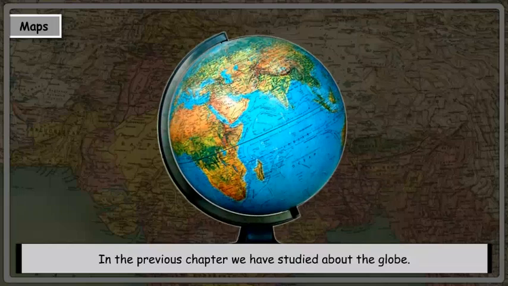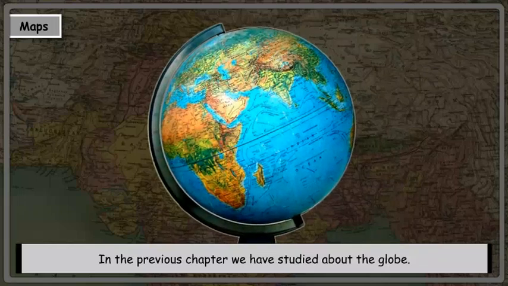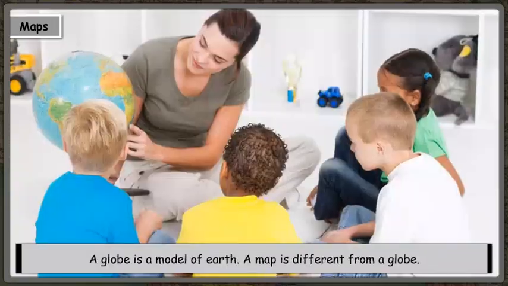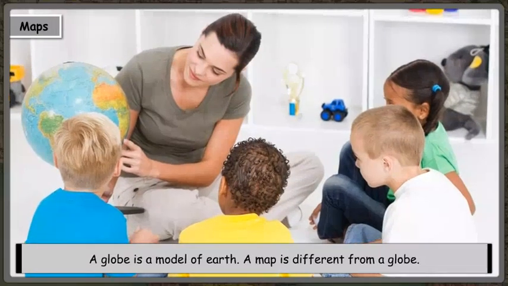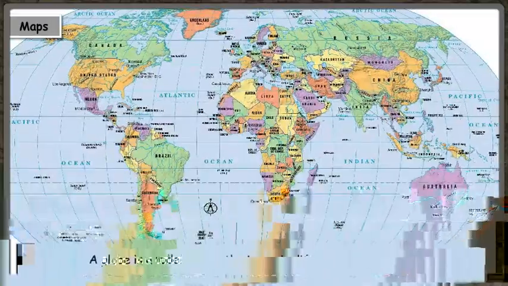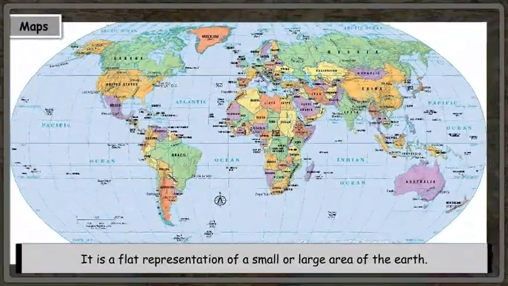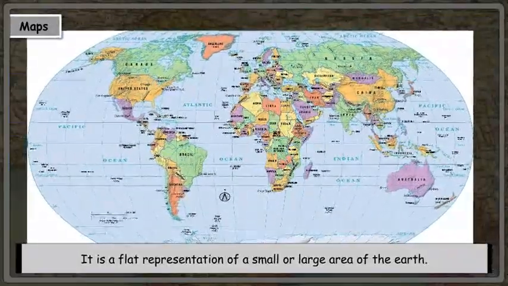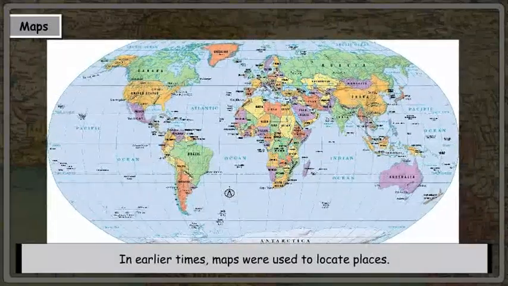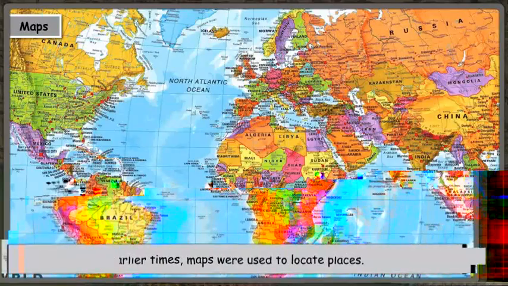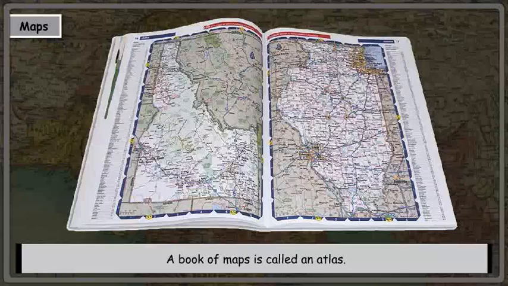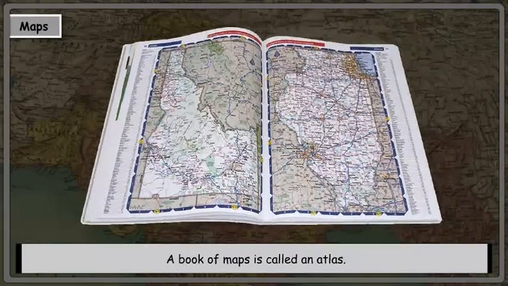Maps. In the previous chapter, we have studied about the globe. A globe is a model of Earth. A map is different from a globe. It is a flat representation of a small or large area of the Earth. In earlier times, maps were used to locate places. A book of maps is called an atlas.